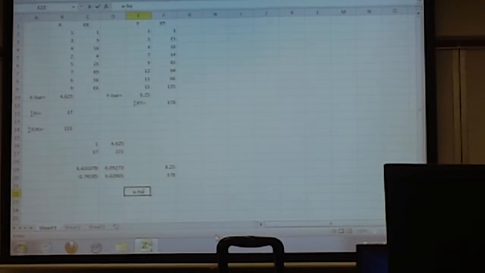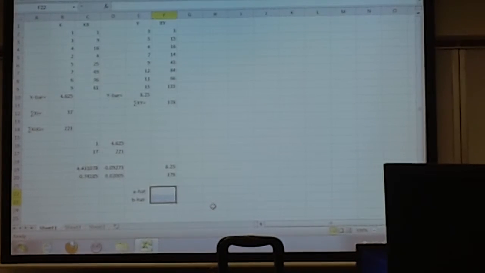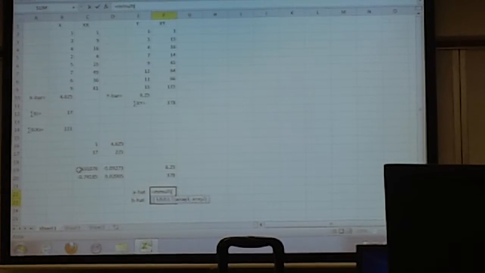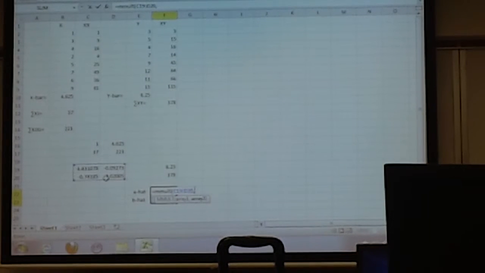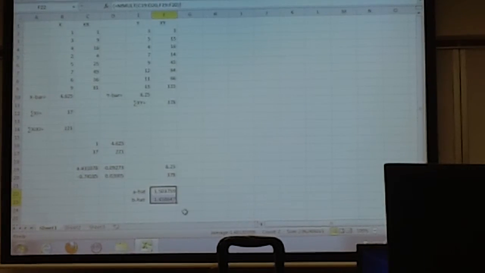A hat and B hat. In here we're going to put A hat, B hat. And that's going to be equal to a matrix multiply. This matrix, the inverse, times this vector. Control shift enter.